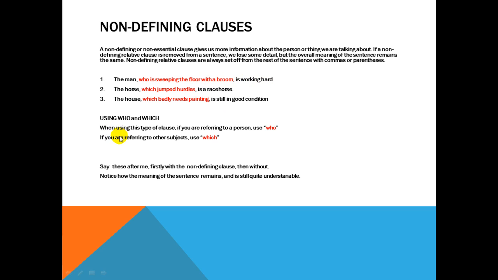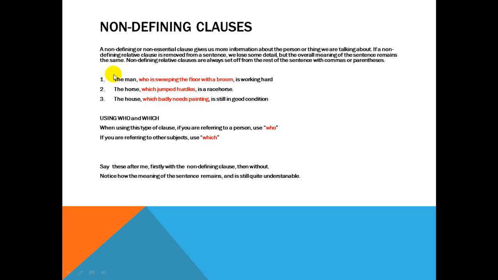Using who and which. When using this type of clause, if you're referring to a person, use who: the man who, the child who, the boy who. If you're referring to other subjects, use which: the horse, which; the house, which; the elephant, which. So say these clauses after me, firstly with the non-defining clause and then without.